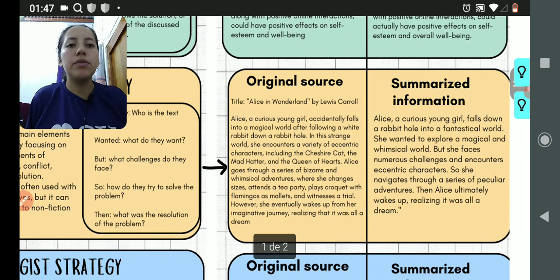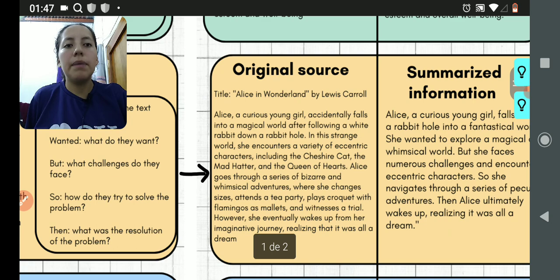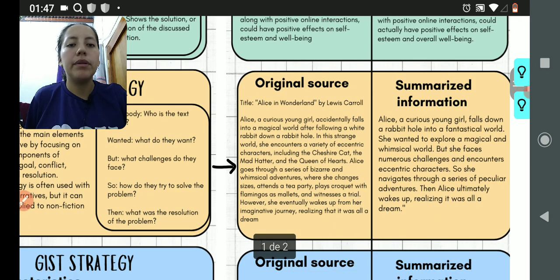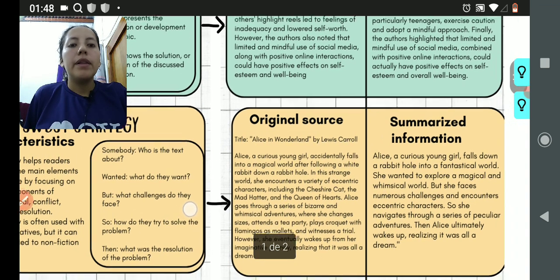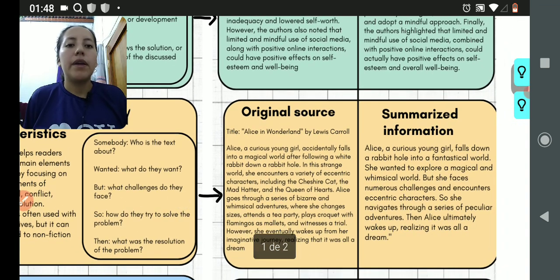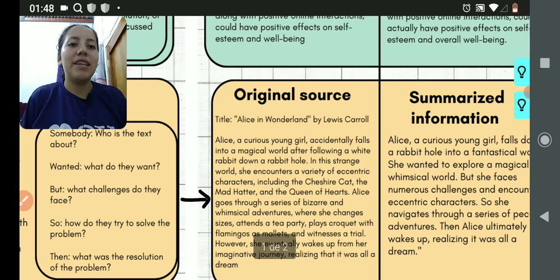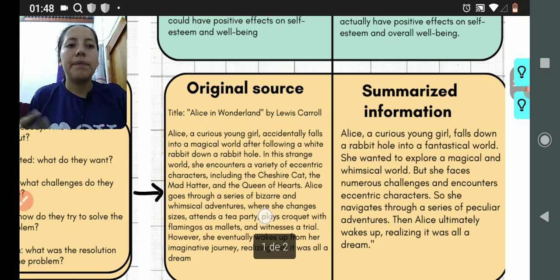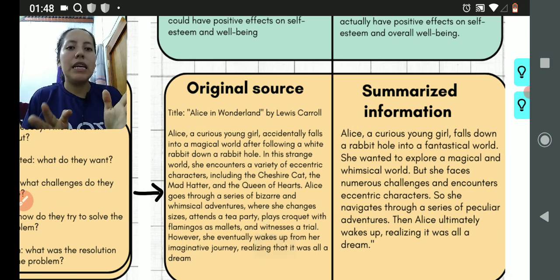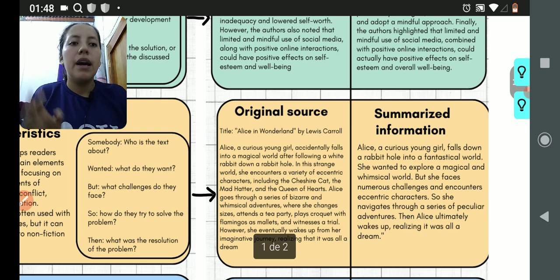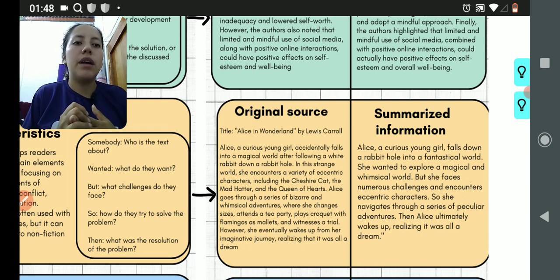This is the original source. It is about Alice in Wonderland by Lewis Carroll. The strategy starts with Somebody. Who is the text about? This text is about Alice. Alice is the main character. Alice is the somebody. Alice, a curious girl, falls down a rabbit hole into a fantastical world.